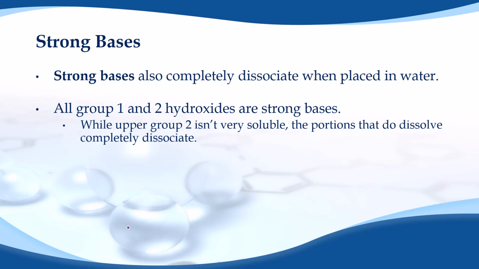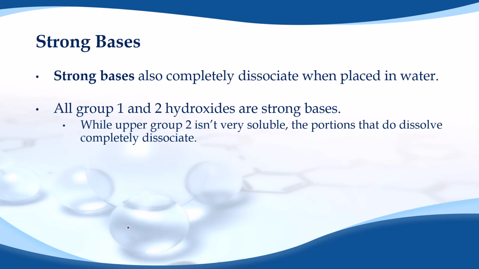Yes, I know upper group 2 hydroxides like magnesium hydroxide and calcium hydroxide aren't extremely soluble in water the way that sodium hydroxide and potassium hydroxide are. But the portions that do dissolve will completely dissociate into ions. Right? So the parts that do dissolve will act like a strong base. So we're going to consider them a strong base for this purpose.